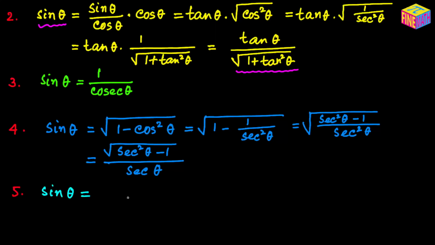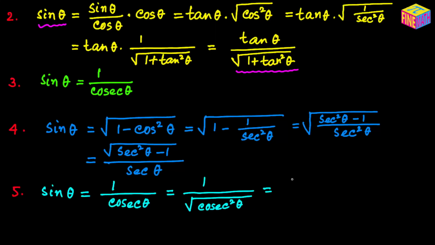We know that sine theta is equal to 1 over cosecant theta, and there is a Pythagorean identity which relates the cosecant and the cotangent. That is why I am going this route. So let's write it as 1 over cosecant theta, and then as 1 over square root of cosecant square theta. We know that cosecant square theta is equal to 1 plus cotangent square theta, so this will become 1 over square root of 1 plus cotangent square theta.